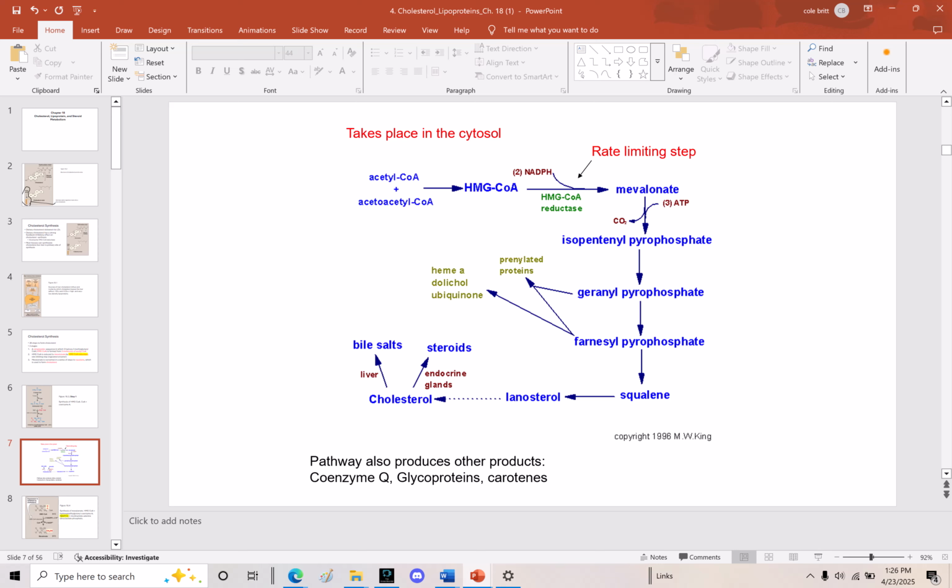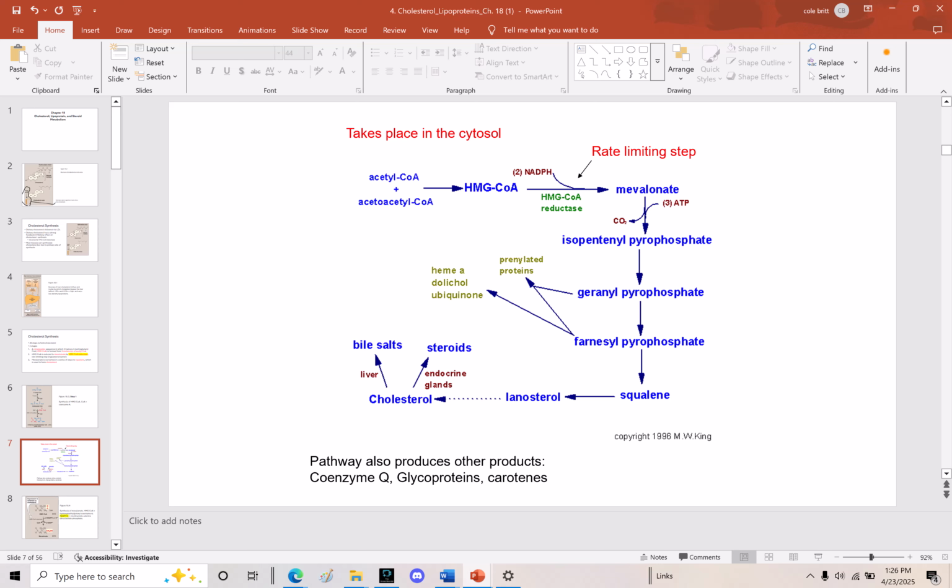3 acetyl-CoAs coming together to make HMG-CoA. HMG-CoA is reduced using NADPH to mevalonate. Mevalonate in a series of steps is converted to squalene. Squalene in a couple more steps is converted to cholesterol.